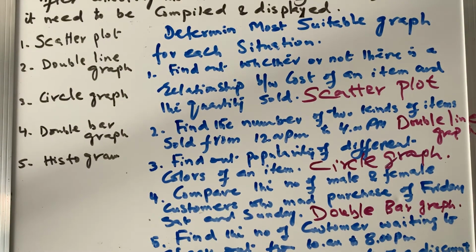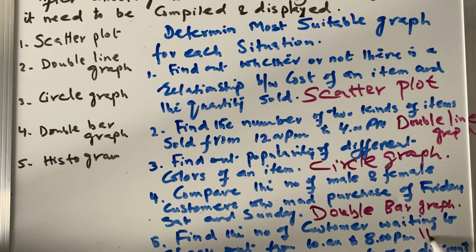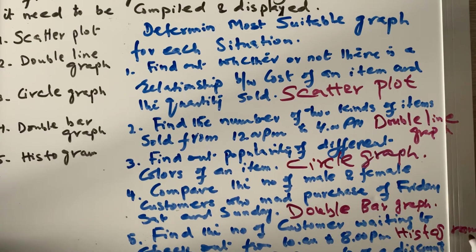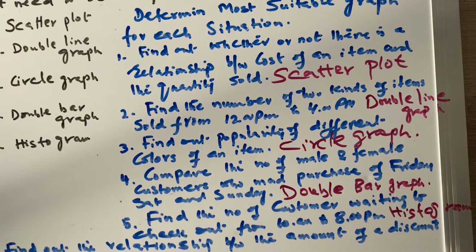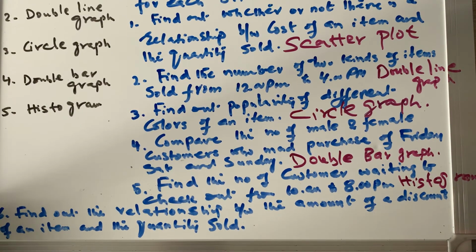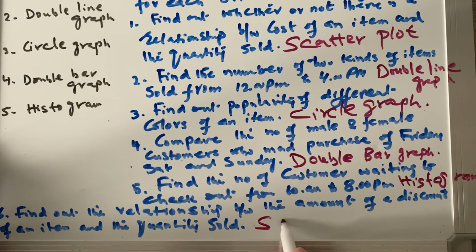Now number 5: find the number of customers waiting to check out from 10 a.m. to 8 p.m. So what is best? The histogram is the best fit for this data, to display a set of data that can be grouped and arranged in numerical order. So the best fit will be a histogram. Sorry, I lack space, so I write it on the border. Number 6: find out the relationship between the amount of discount on an item and the quantity sold. That will be best fit as a scatter plot.